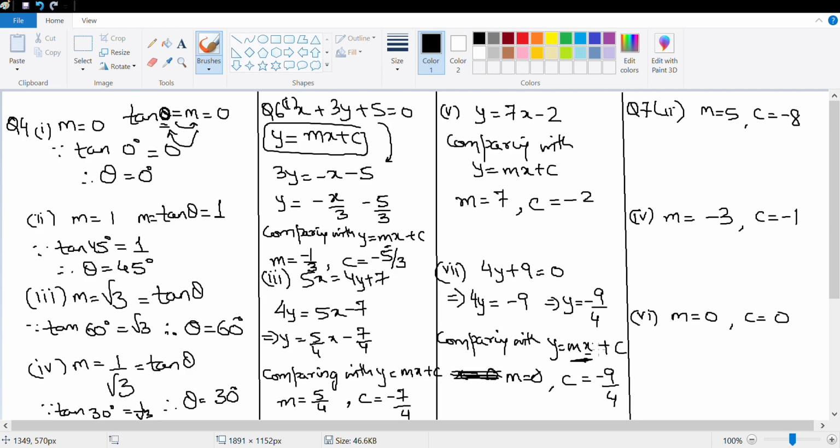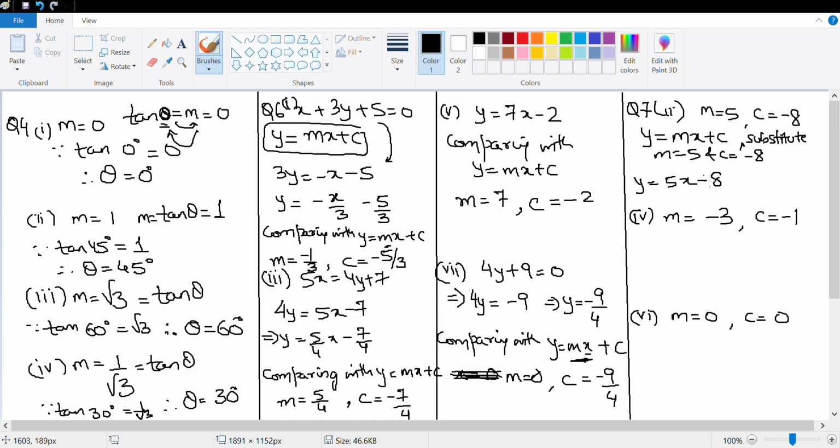Let's look at question number 7, part 2. We need to find the equation of the line; the slope is given and the y-intercept is given. The standard equation of a line is y is equal to mx plus c. So we substitute m is equal to 5 and c is equal to negative 8. What do we get? Y is equal to, instead of m I put 5, so 5x, and instead of c I put negative 8. So y is equal to 5x minus 8.